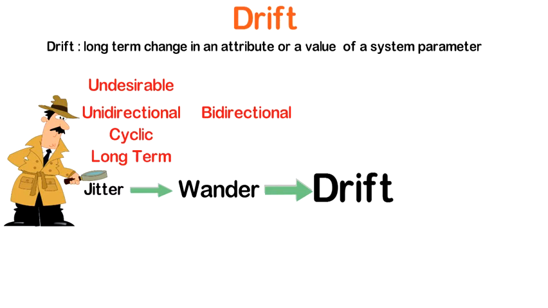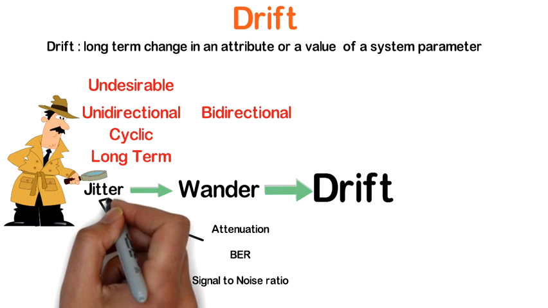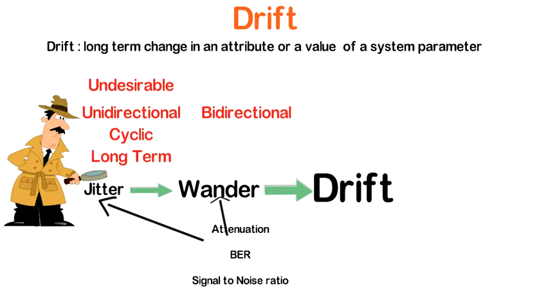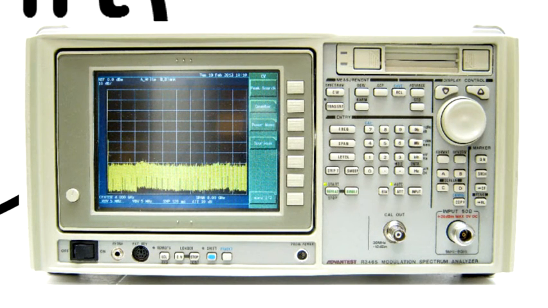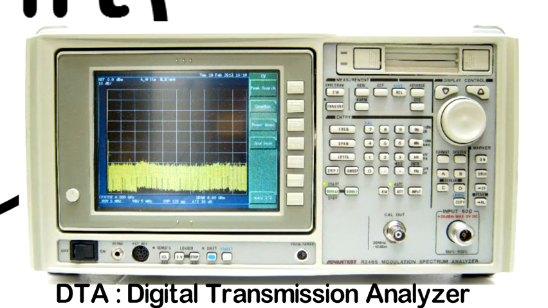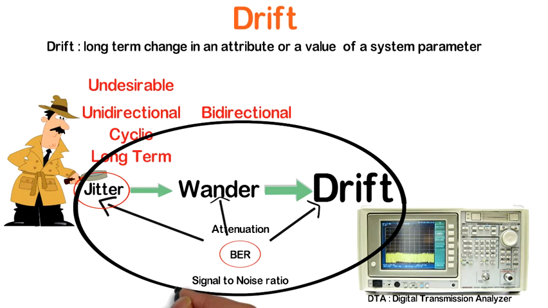What we conclude here is, along with taking care of transmission parameters like attenuation, bit error rate, signal to noise ratio, etc., we should also take care of other variations, that is jitter, wander and drift. And to calculate these parameters, the device which is commonly used is known as DTA, that is Digital Transmission Analyzer. That means DTA is used for measurement of both bit error rate and jitter. Till now we discuss about transmission parameters.